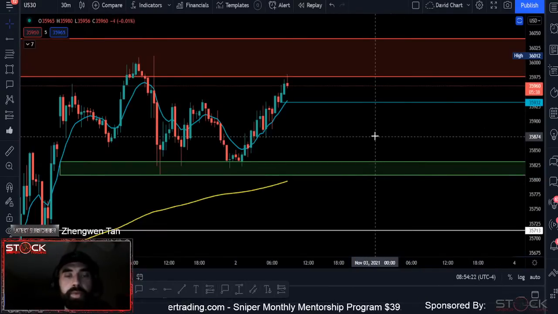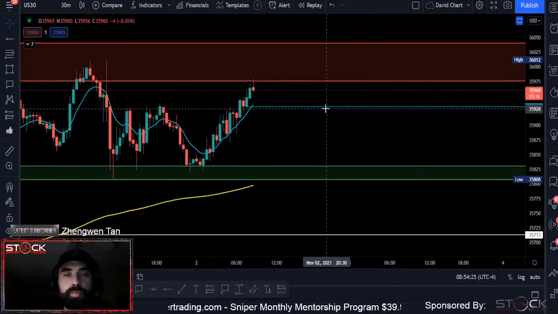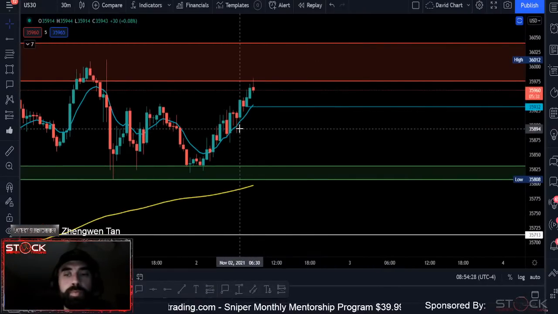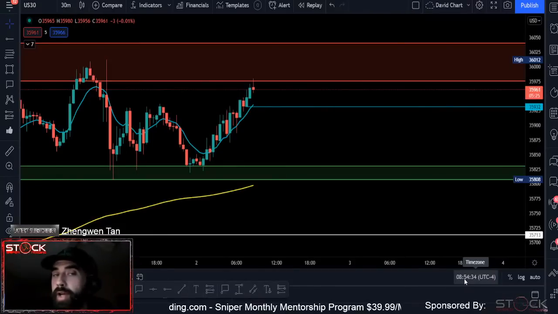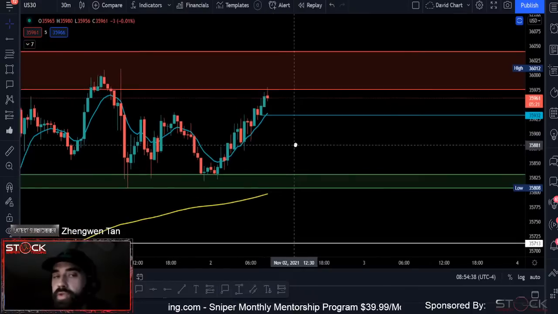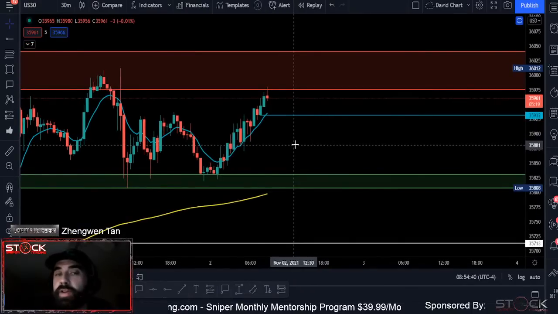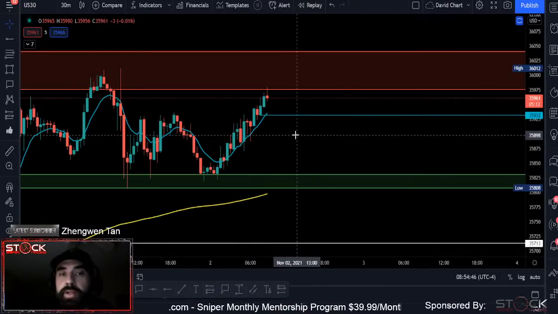Tightening everything up. Guys, remember the time, okay? 8:54. 5 minutes until the new 4 hour and hourly candle opens, okay? That's why I'm saying just wait, just wait. You don't always have to be finger trigger, always ready to pull the trigger, all right? Just have some patience, all right?